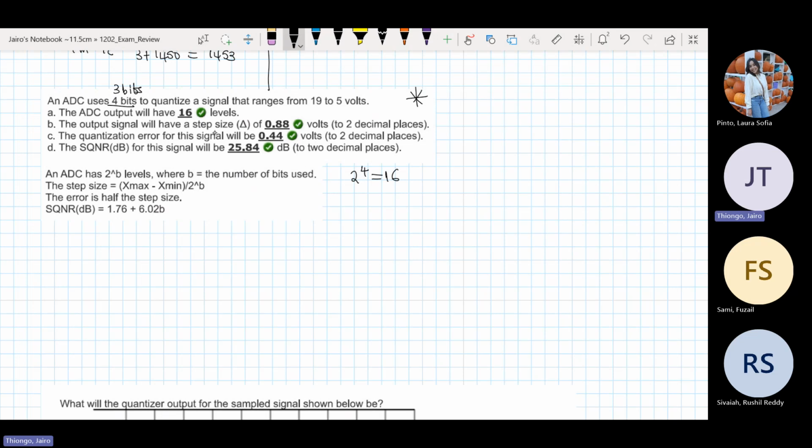And then the output signal, we have a step size. For the step size, it will be 16, or rather, no. That's when we use the ranges given. It will be (19 minus 5) over the number of levels, 16, so x max minus x min, 19 minus 5, over 16. If you do that math, it'll be 14 over 16, 0.875. If you do divide that, you'll get 0.88 volts to 2 decimal places.